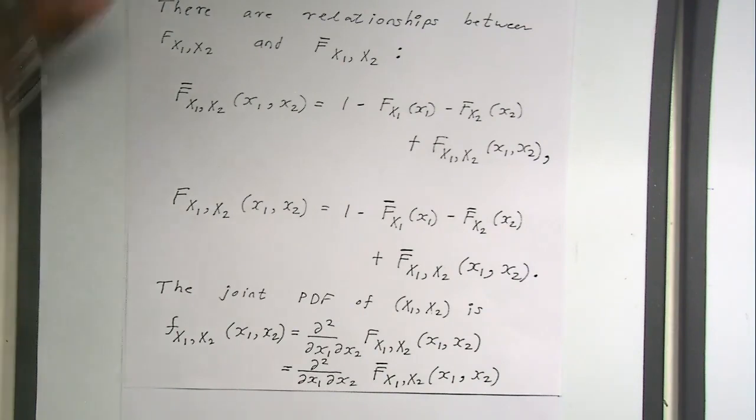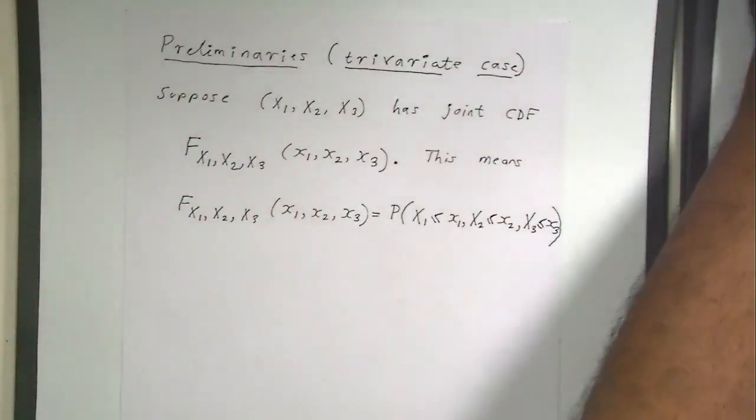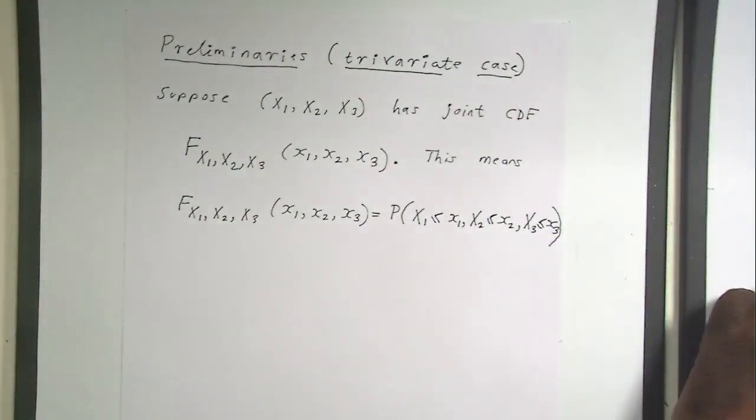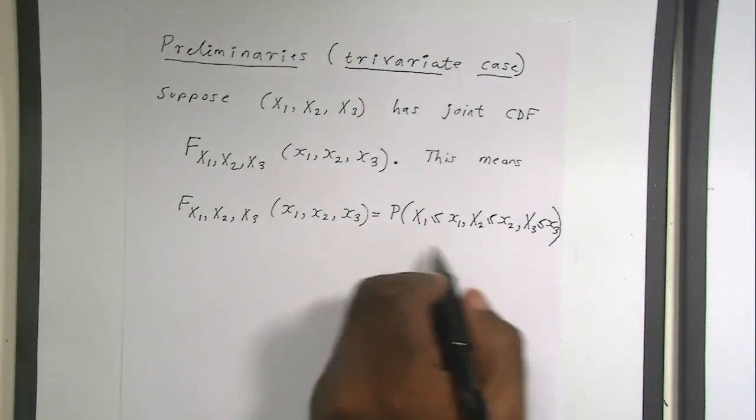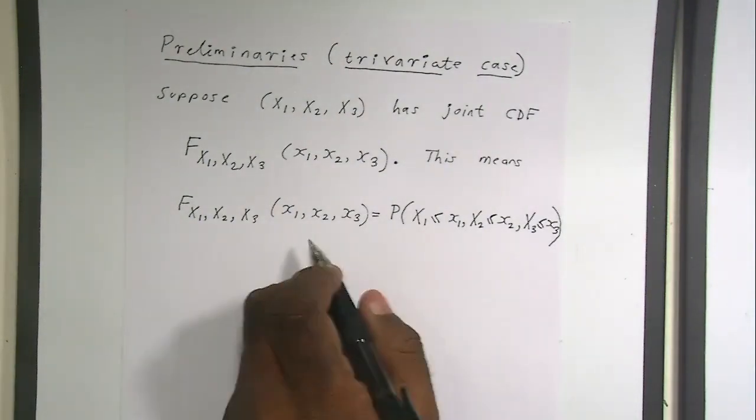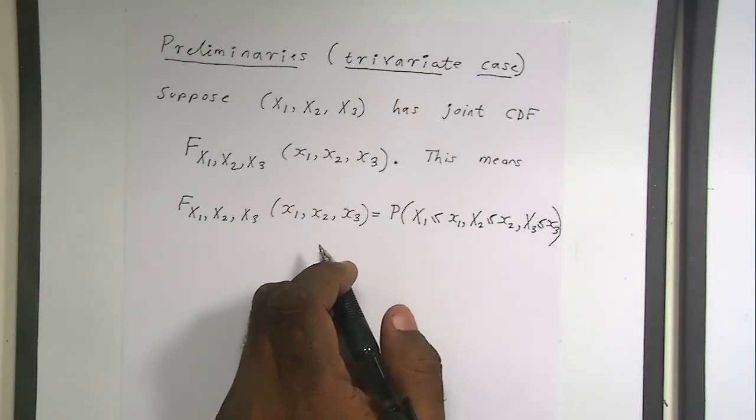Okay, I'm sorry about it. Just put it back here. Hopefully you can see this. Okay, let's carry on with this. So this is the definition of the joint CDF when you have three variables, a triplet.